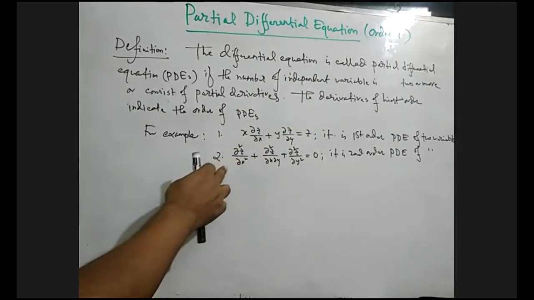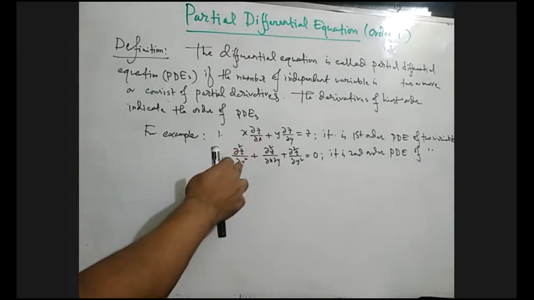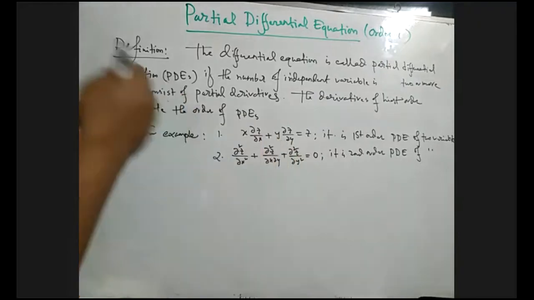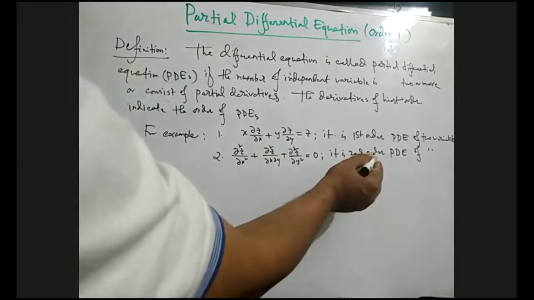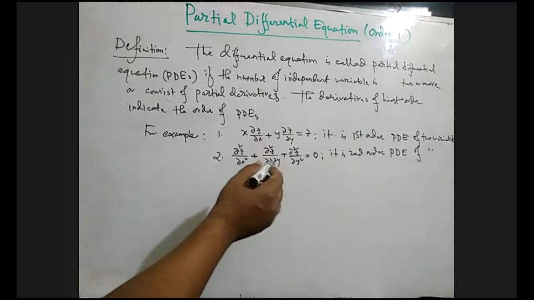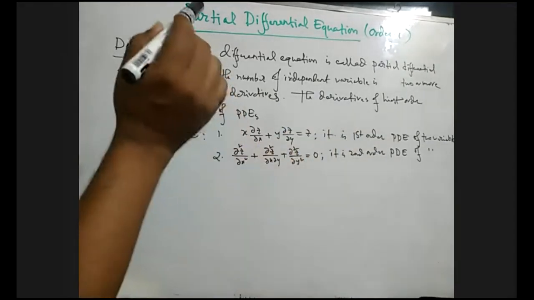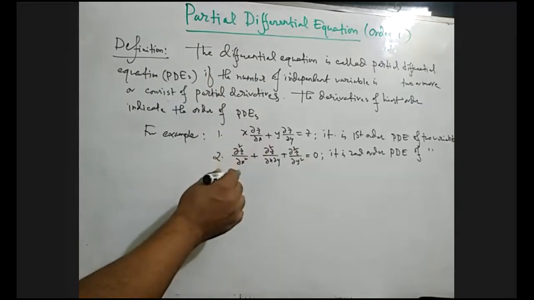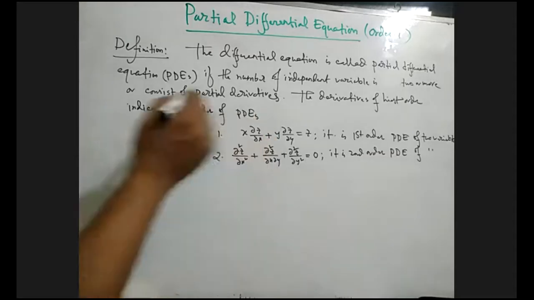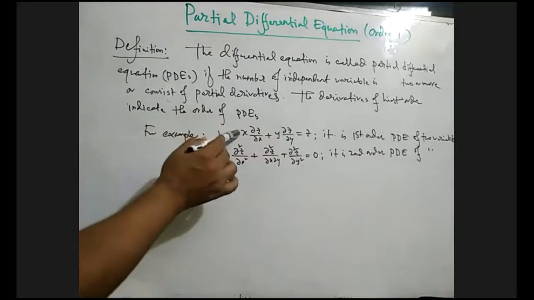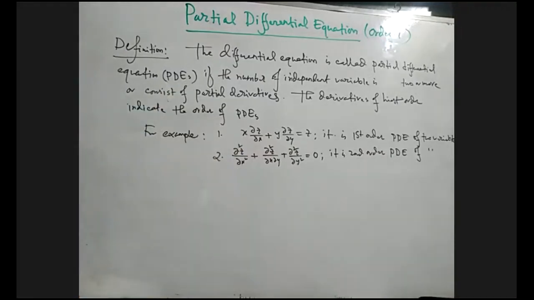Now the second example: ∂²z/∂x² plus ∂²z/∂y² equals 0. It is called a second order partial differential equation of two variables, because this differential equation consists of second order partial derivatives. Here z is the dependent variable, and x and y are independent variables. So remember, this is the first order and this is the second order partial differential equation.